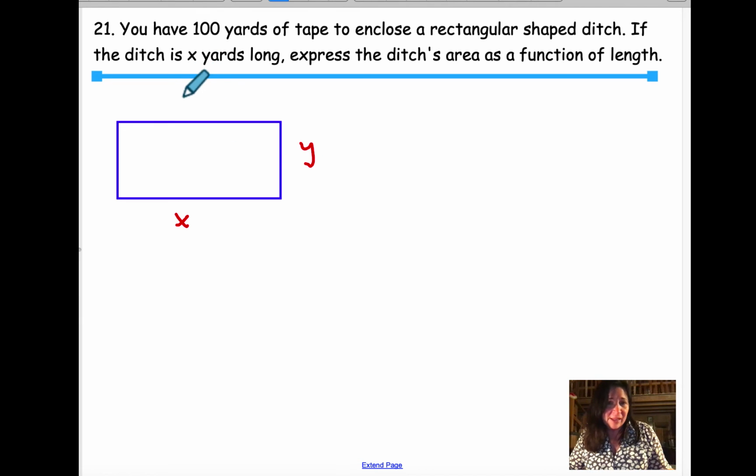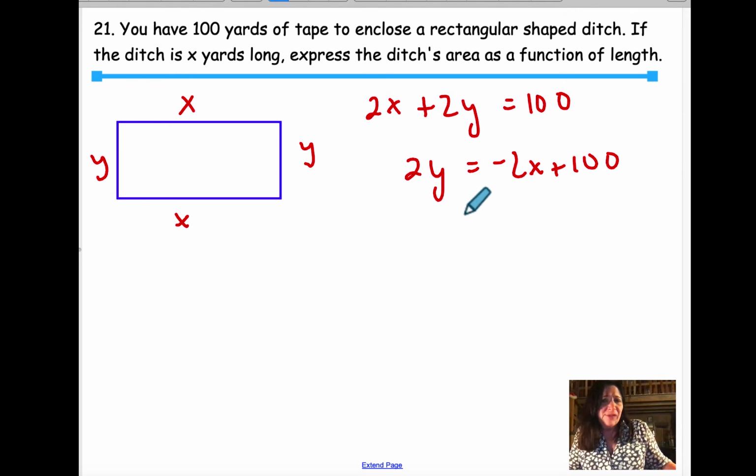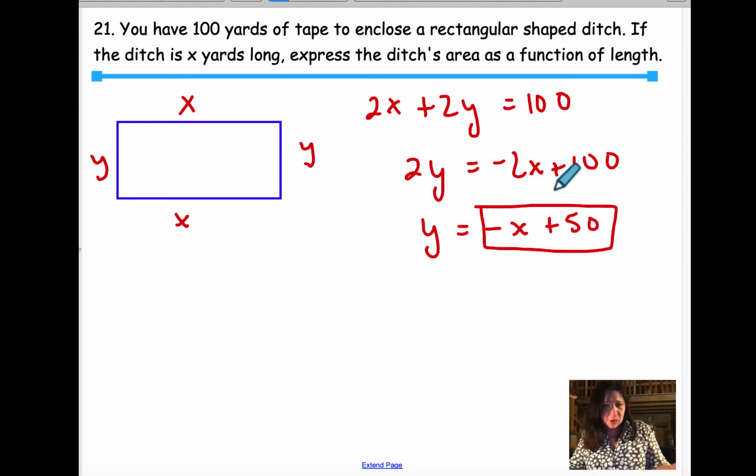So whatever this length is, which we don't know, we're going to call it x. We know that y is also over here, and it's a rectangle. We're just going to call them x and y. That means that 2x plus 2y is equal to 100. It means that 2y equals negative 2x plus 100. And if I divide both sides by 2, I'm going to get y equal to negative x plus 50. And this is my perimeter equation. That's all my tape, right?